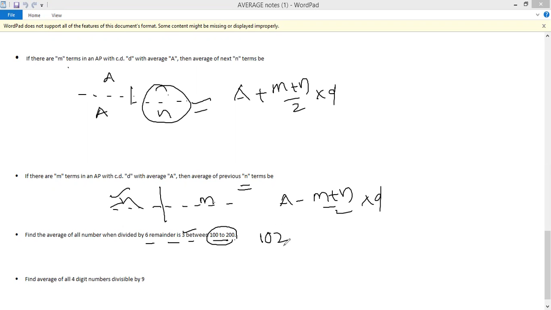102. Which number will be divided by 6? Okay. 102 divided by 6, right? From here, the remainder is 3. Divided by 6 and remainder is 3 means what? 105. Right? It will go like this. Next again, which number near 200 will divide by 6?